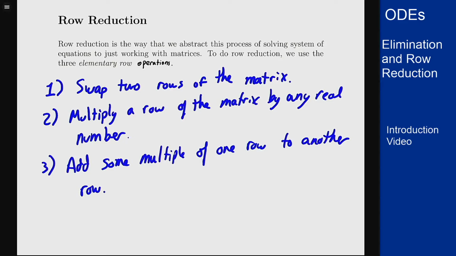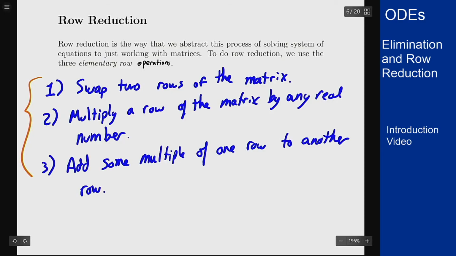And it shouldn't be too surprising that these are the operations we're allowed to perform, as these were the exact same three things we could do with systems of equations. We could swap two equations, multiply by a number, or add one to another. Right? These are the same three operations we could do on equations. We're just going to now do them on matrices instead. So we've abstracted away the variables part and are just solving the matrix as itself.